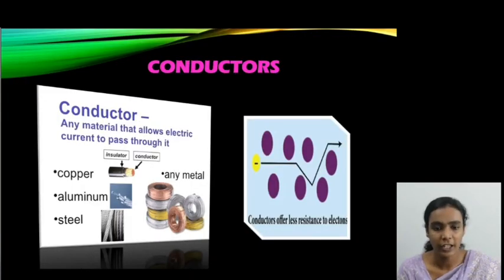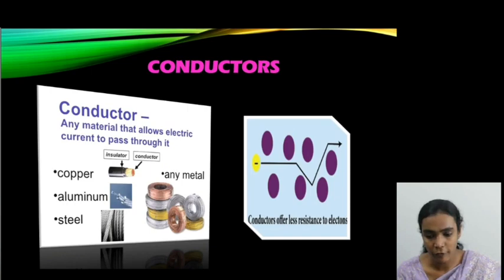Conductors. So what are conductors? A conductor is any material that allows electric current to pass through it. Examples are copper, aluminium, steel or any metal. These are good conductors of heat and electricity. Conductors offer less resistance to electrons.